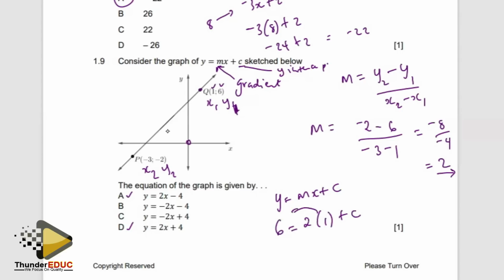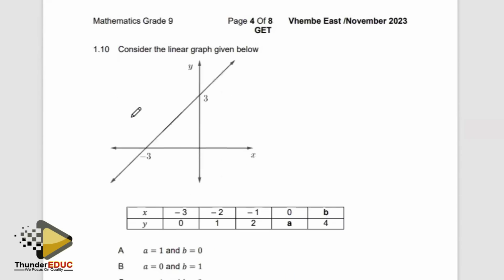Then we're going to transpose this to that side. It's going to be 6 minus 2 is equal to c. And then our c becomes a 4. So the equation becomes 2x plus 4, which is option D. So that is the correct option for 1.9.